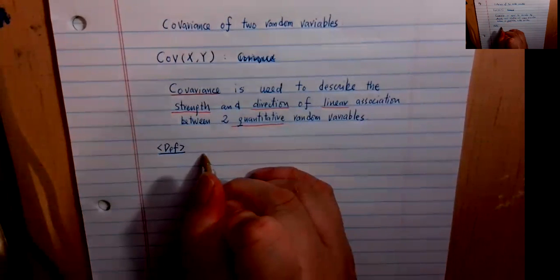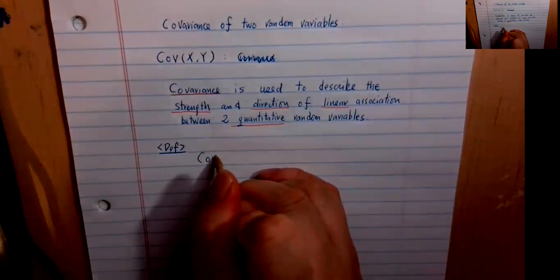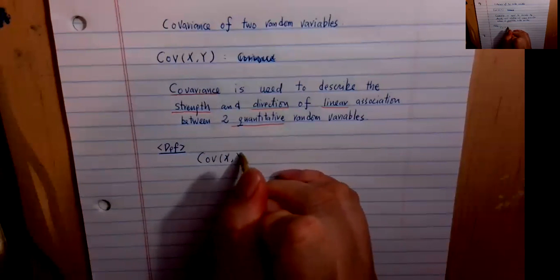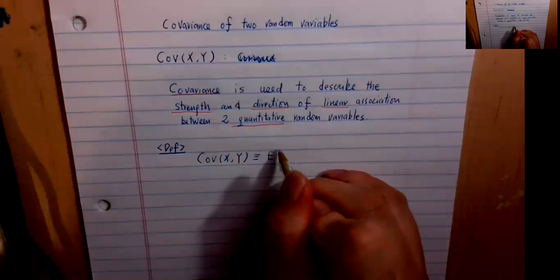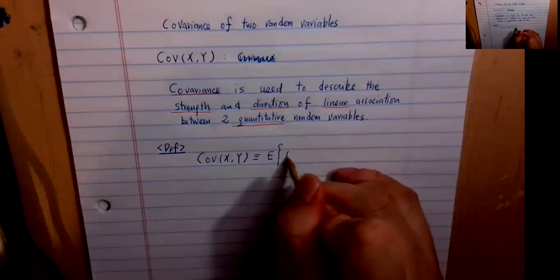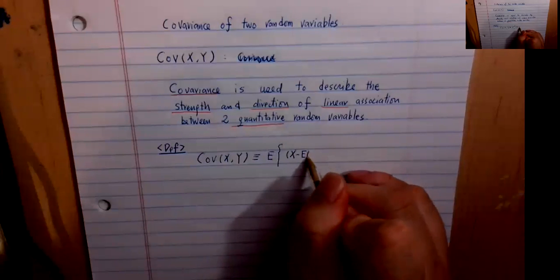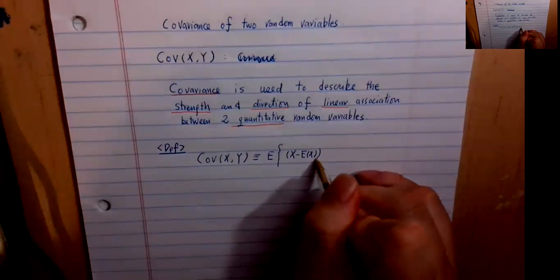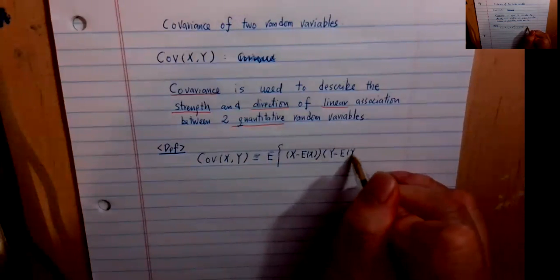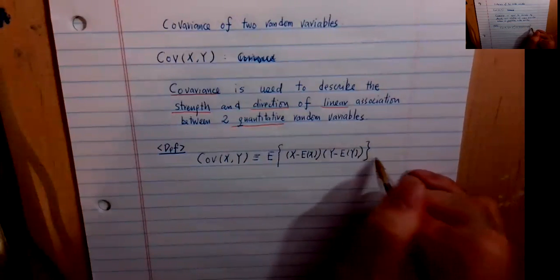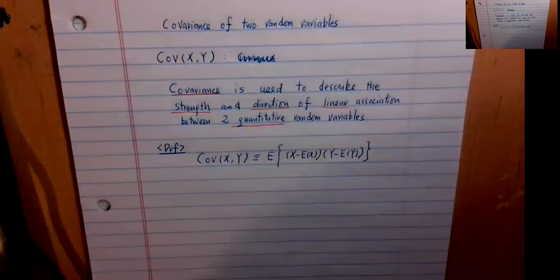And the definition of covariance XY is defined to be the expected value of X minus EX times Y minus what? EY. Okay? That's how we define covariance of XY.